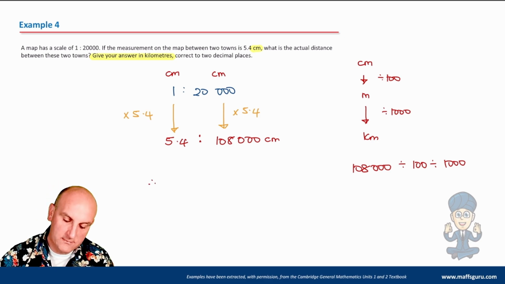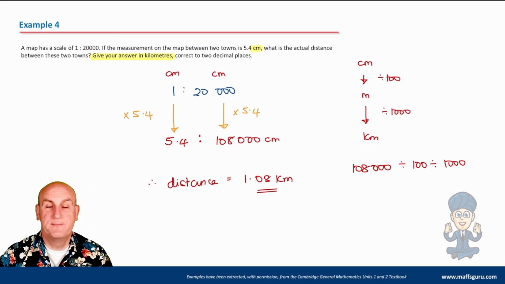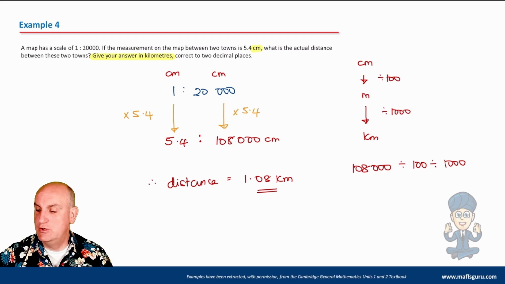So therefore, yes, the distance between the two towns in real life is 1.08 kilometers. All right, so again, there's a lot covered in this particular section of the course. Whew. And hopefully it has made sense to you.